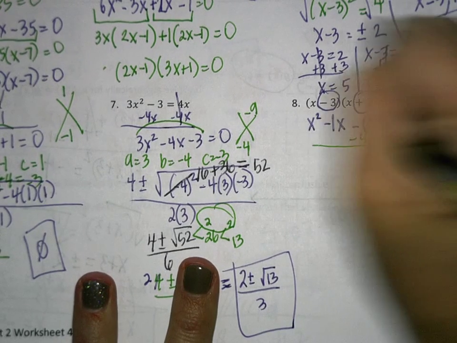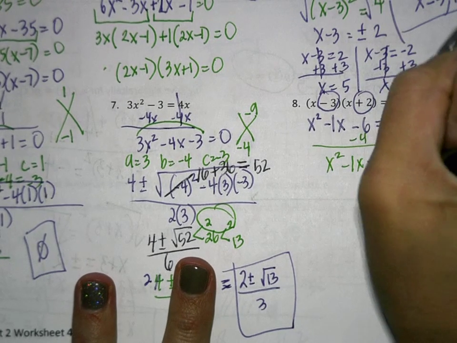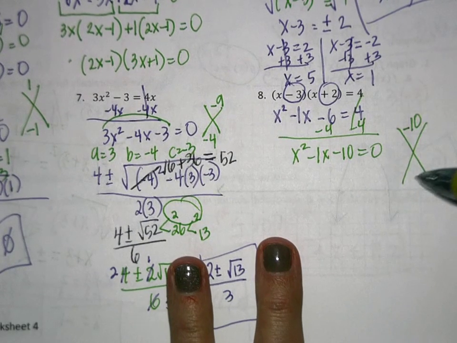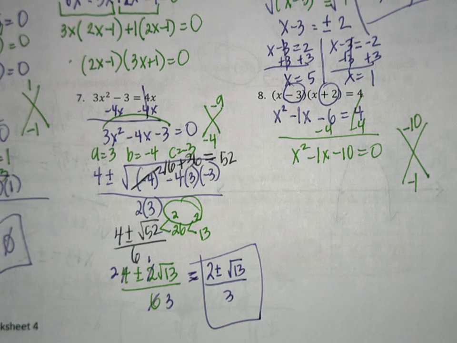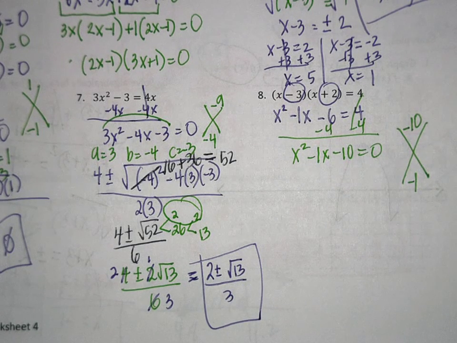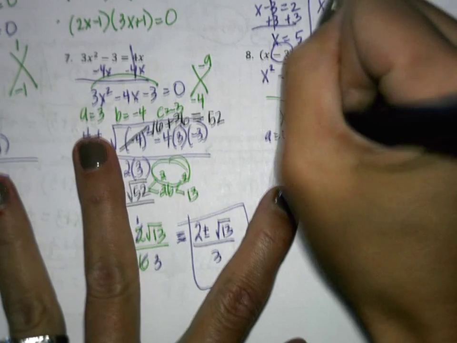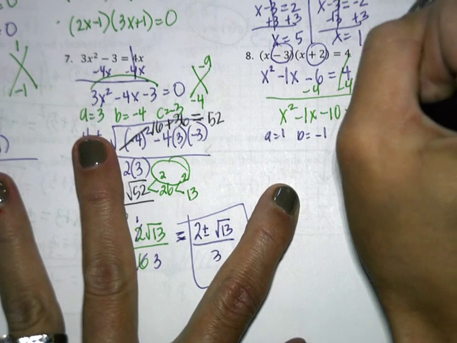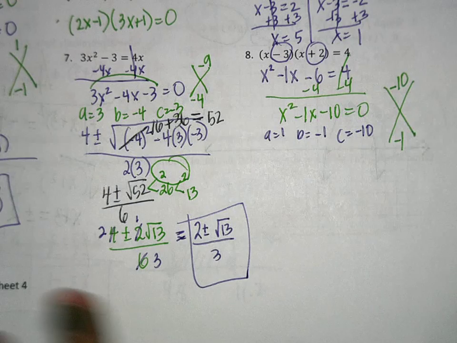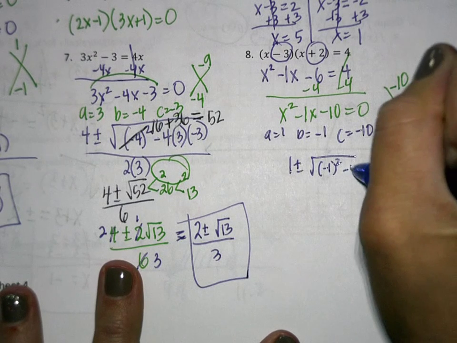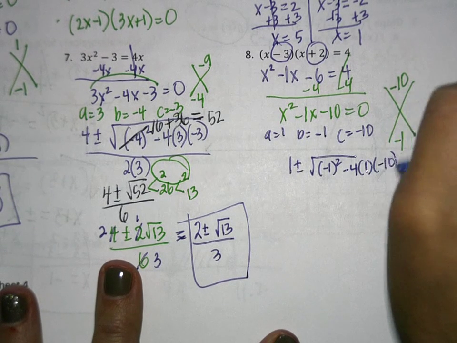So I have x squared minus 1x minus 10 equals 0. Are there any numbers that multiply to be negative 10 and add to be negative 1? We only have 1 and 10 and 5 and 2. Can either one of those make 1? No. Quadratic again. Okay. A equals 1, B equals negative 1, and C equals negative 10. Negative B will be 1 plus or minus the square root of negative 1 squared minus 4 times 1 times negative 10 all over 2 times 1.